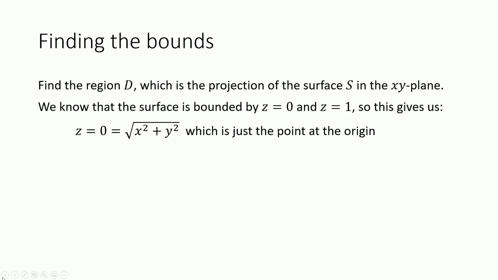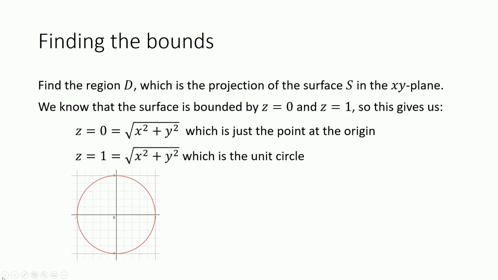Well, when I plug in 0, that's just going to be my point at the origin. Because if it equals 0, the only way a square root can equal 0 is if what's under my square root, that radicand, is 0. And the only way x squared plus y squared is 0 is if both of those quantities are 0. When I look at z equals 1, well, 1 equals the square root of x squared plus y squared. That's going to be my unit circle.